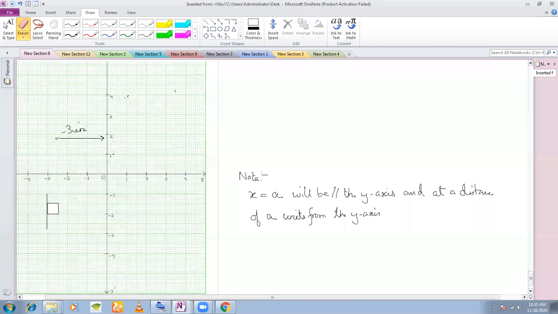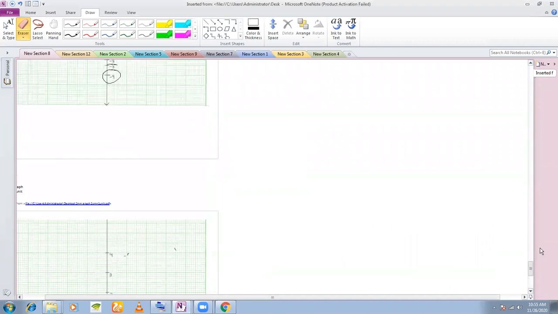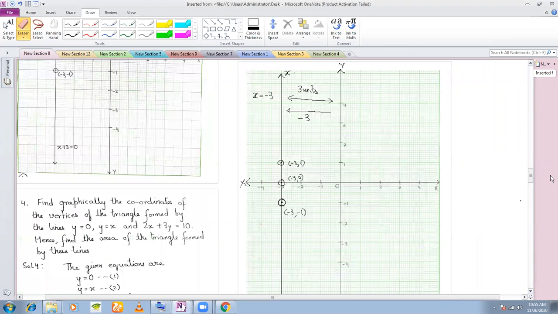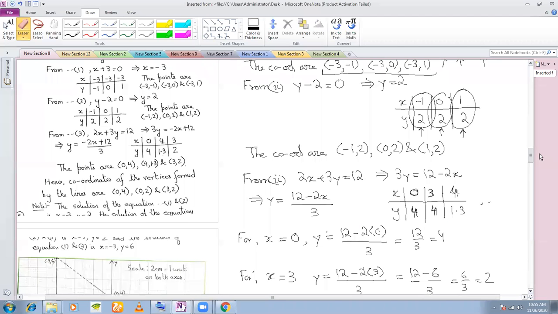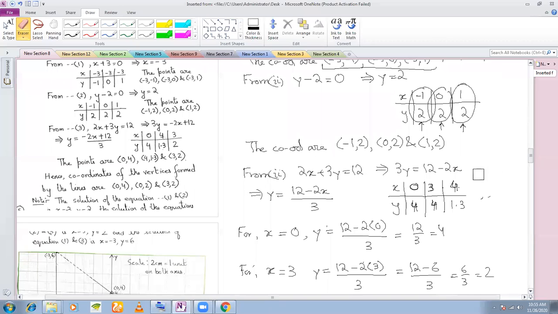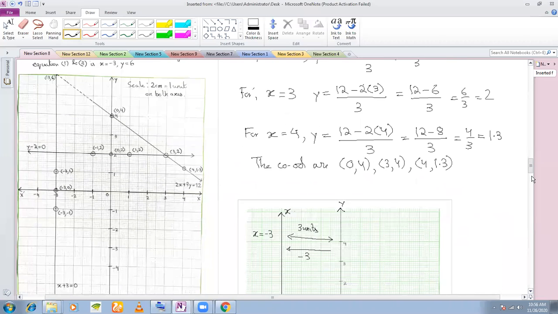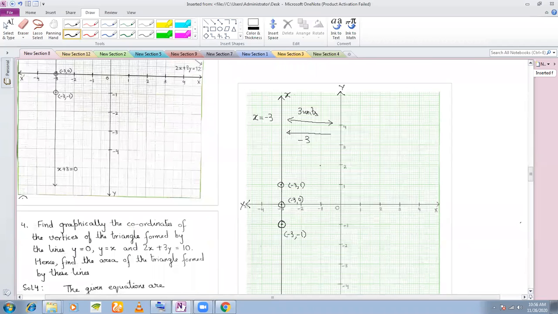What was my next line? My next line here was y minus 2 is equal to 0. And what are the points that I had got? I had got these points: minus 1, 2; 0, 2; and 1, 2. Let us plot these points. Minus 1, 2 will be this point. So let us write minus 1, 2.